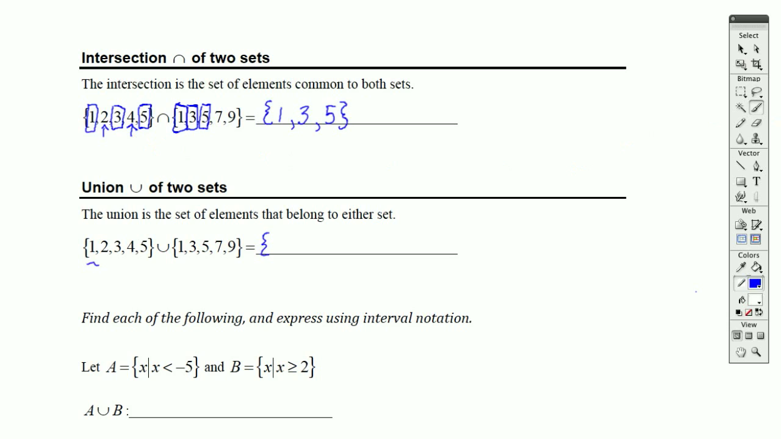So that means we can start by entering every number from the first set, 1, 2, 3, 4, and 5. And then we can add to this all numbers that are in the second set that we haven't already listed. We already have 1, 3, and 5. We still need to add 7 and 9 to our list.